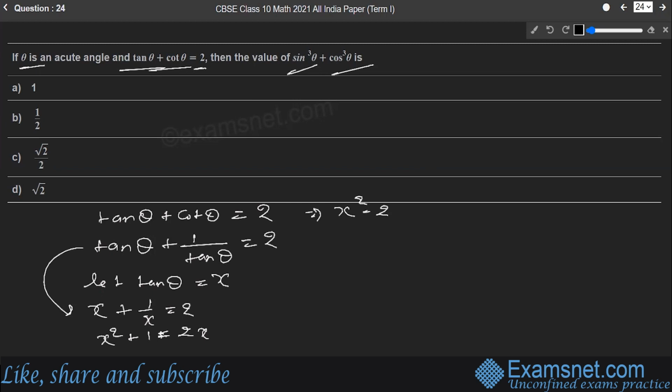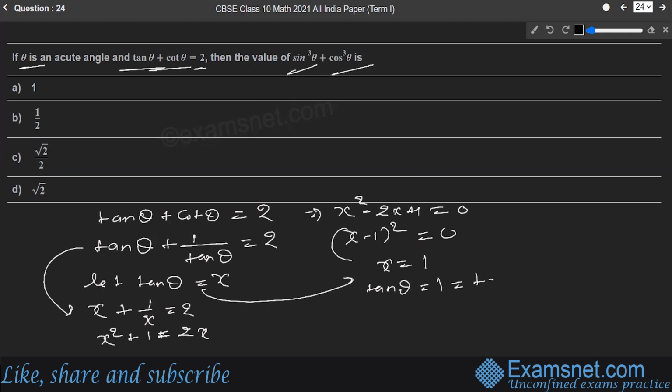x square minus 2x plus 1 is equal to 0. But this is nothing but x minus 1's whole square. That is a square minus 2ab plus b square. So this is nothing but x minus 1's whole square, that is coming out to be 0. Now x minus 1's whole square is coming out to be 0, which gives x value as 1. Our x was nothing but tan theta, so we can replace back. Tan theta value becomes 1, which is 1 for only tan 45 degree. So that gives us theta value as 45 degree.